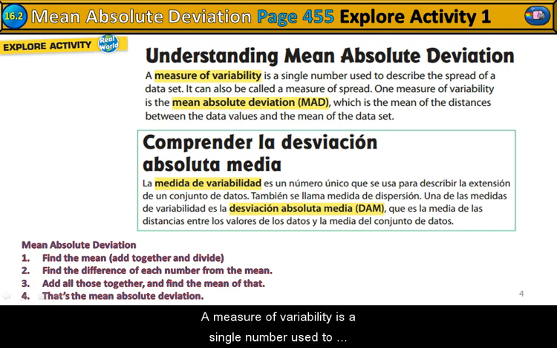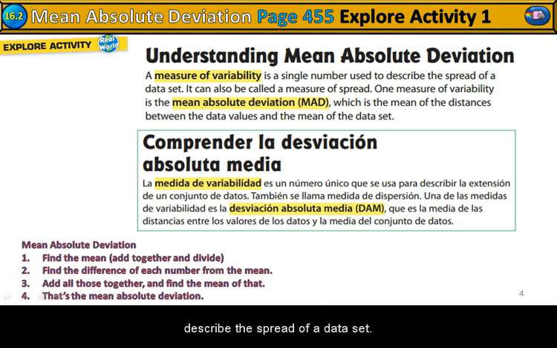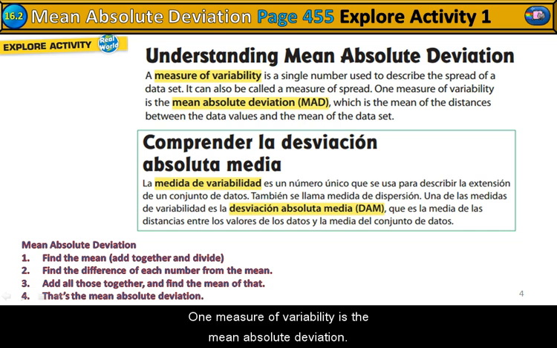A measure of variability is a single number used to describe the spread of a data set. It can also be called a measure of spread. One measure of variability is the mean absolute deviation, MAD, which is the mean of the distances between the data values and the mean of the data set.